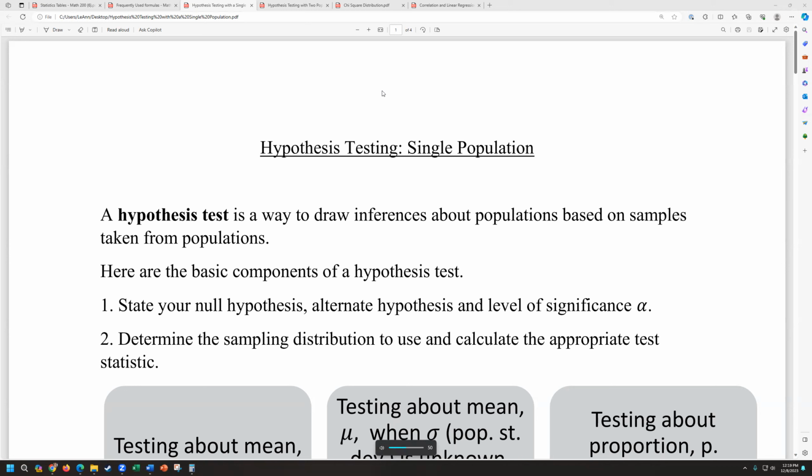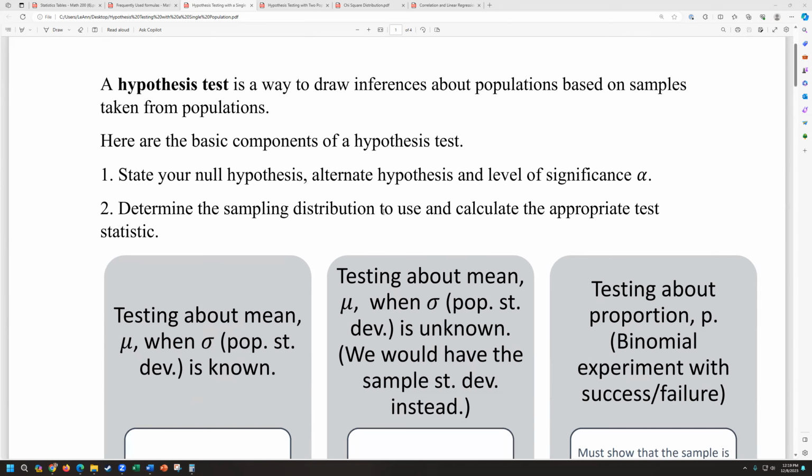All right, this is a video that summarizes the hypothesis testing for a single population. So we're going to be looking at the three different ways essentially that this can happen and how do we know which one to choose. So a hypothesis test is a way to draw inferences about populations based on samples that we've taken from those populations. Here are the basic components of a hypothesis test.